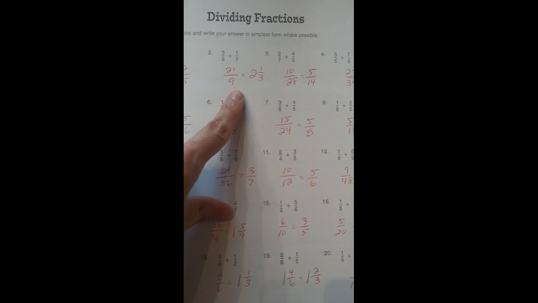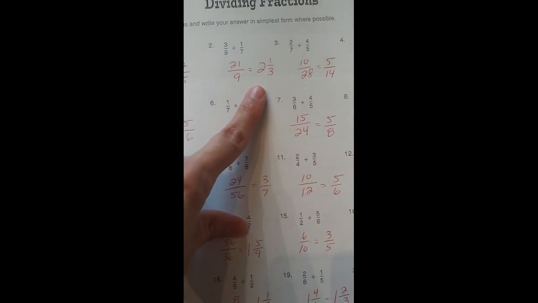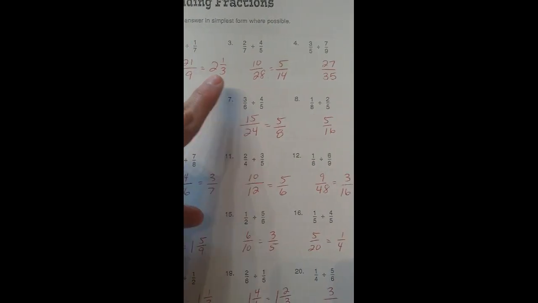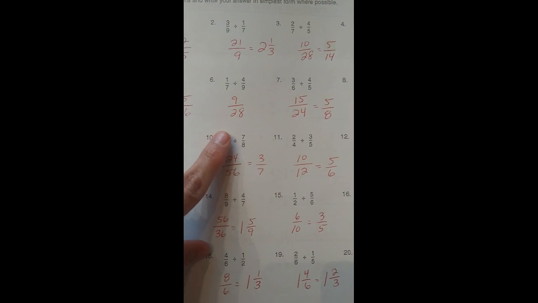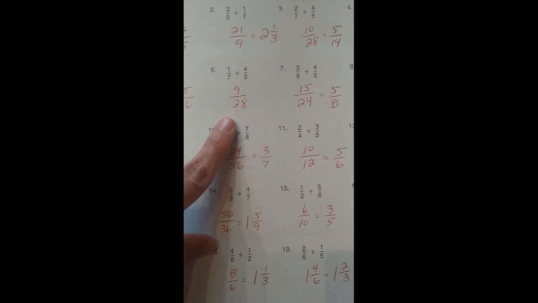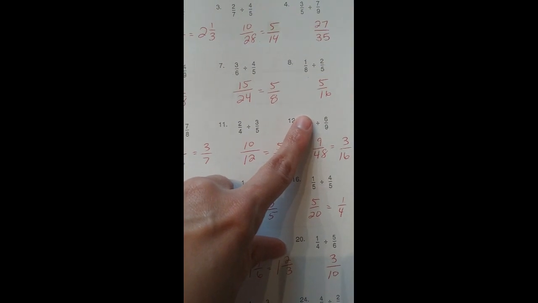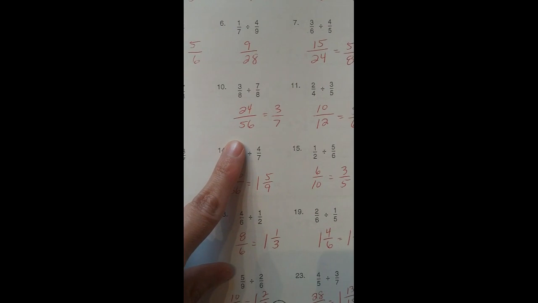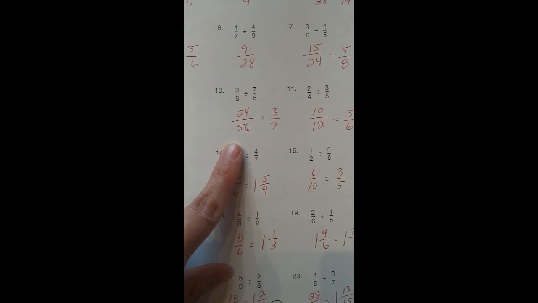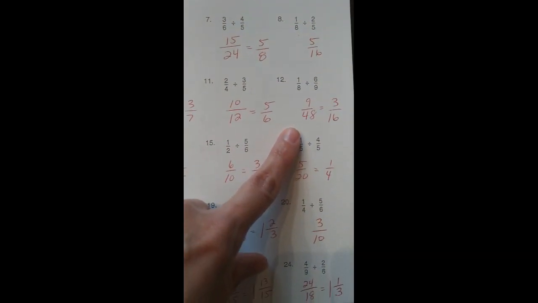Starting with number 2, the answer was 21/9, you would have simplified it to 2 1/3. Number 4 was 27/35. Number 6 is 9/28. Number 8, the answer is 5/16. Number 10, the answer is 24/56. Simplified is 3/7. Number 12, the answer is 9/48.